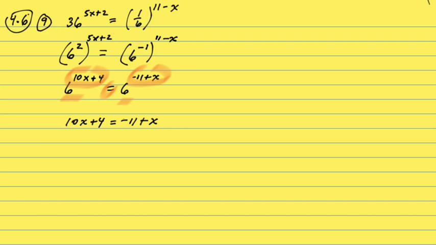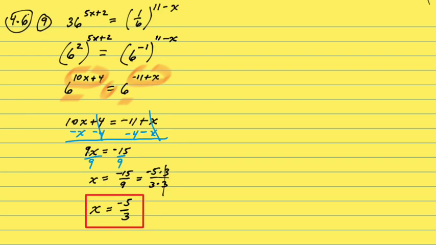If I subtract x, that makes 9x. If I subtract 4, that makes negative 15. Then I would divide by 9. I would notice that 3 goes into both of them. And I think I would cancel and hopefully get a solution of negative 5/3.